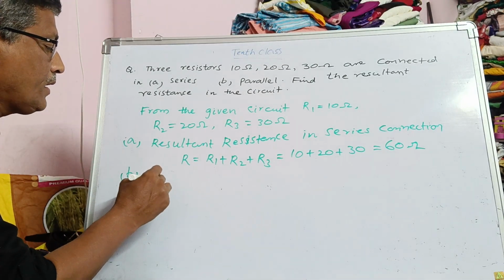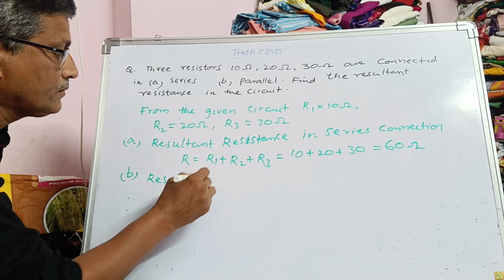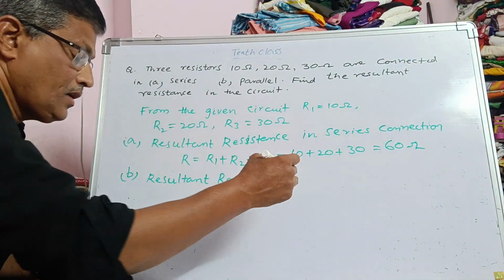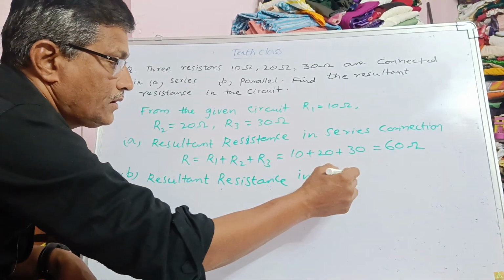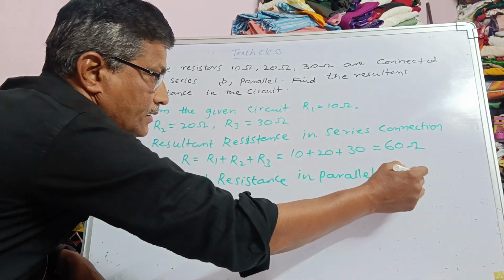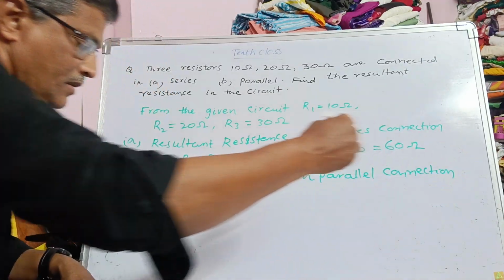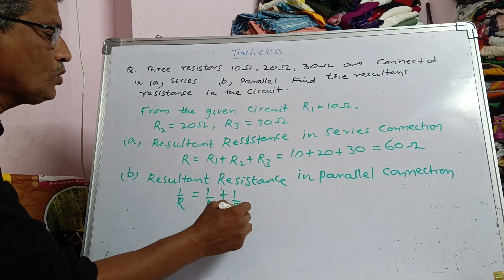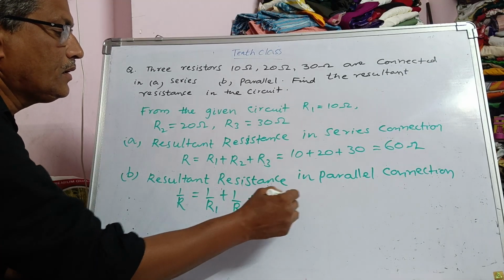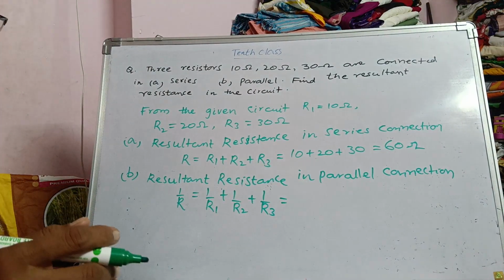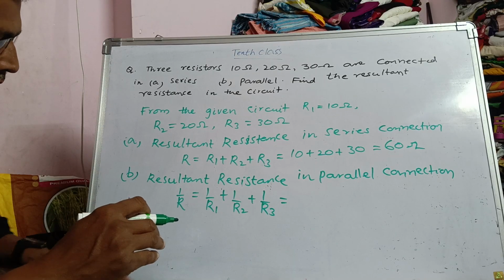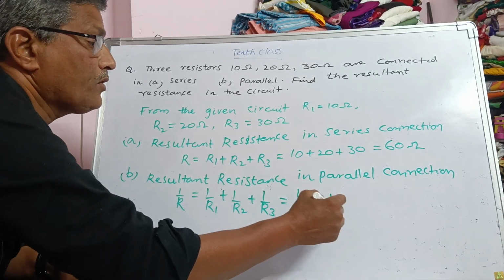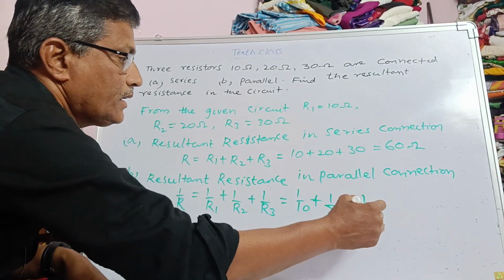And next, B: the resultant resistance in parallel connection, that is 1 by R is equal to 1 by R1 plus 1 by R2 plus 1 by R3, that is equal to 1 by 10 plus 1 by 20 plus 1 by 30.